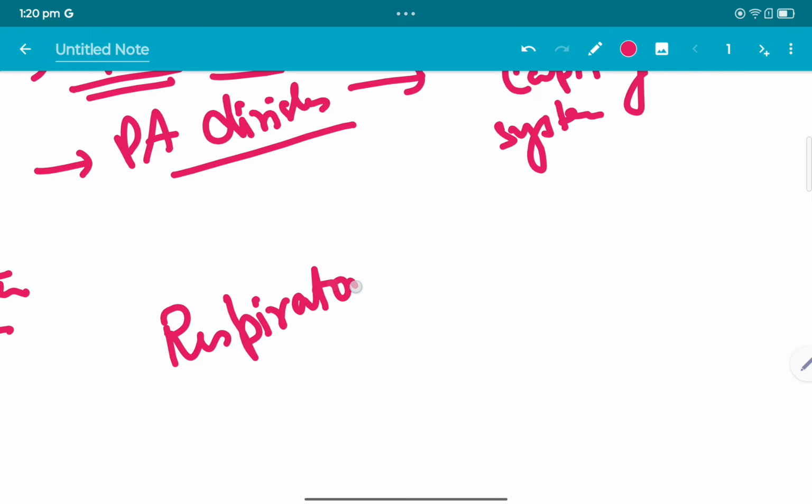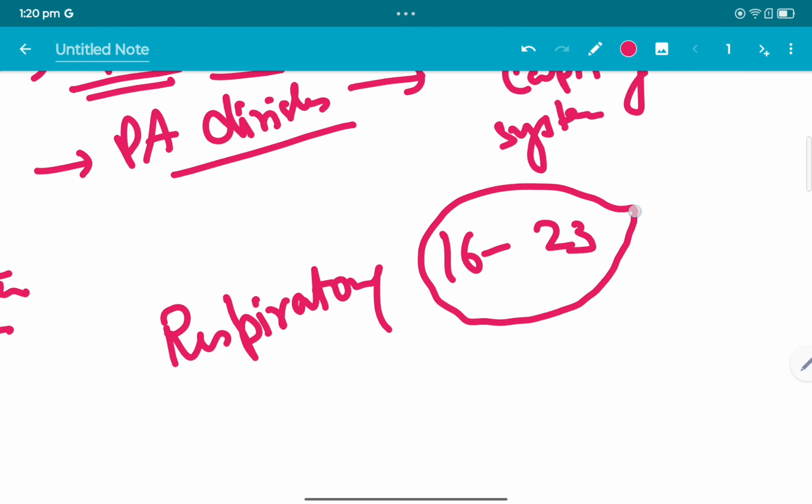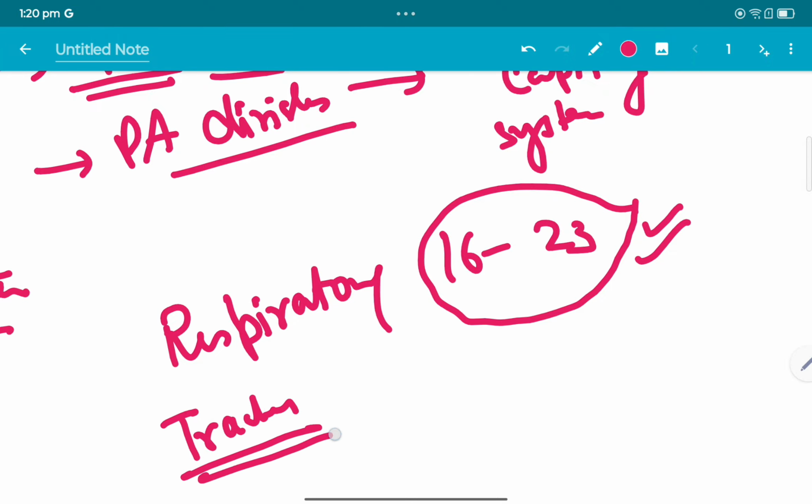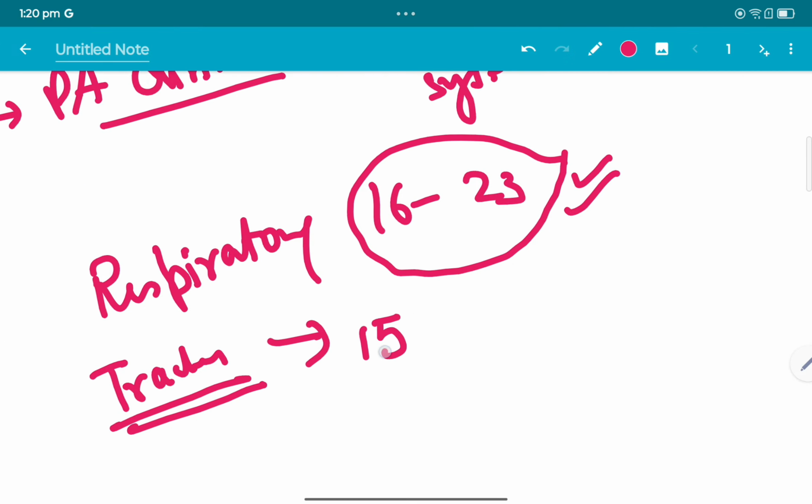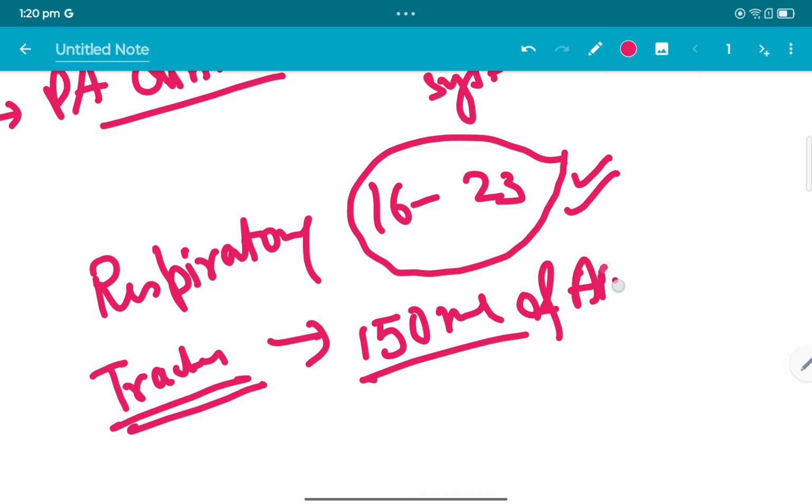Respiratory zone, generation 16 to 23, covers the maximum volume of air and maximum surface area, and the trachea and central airways are the conducting system, and they hold approximately 150 ml of air. This volume of air is enough for the trachea.